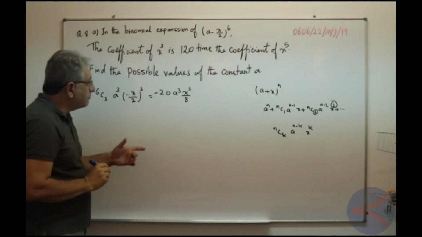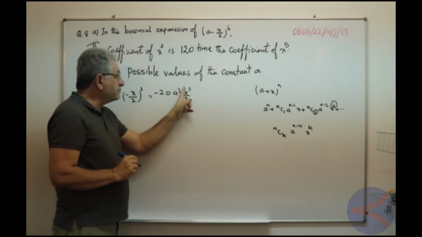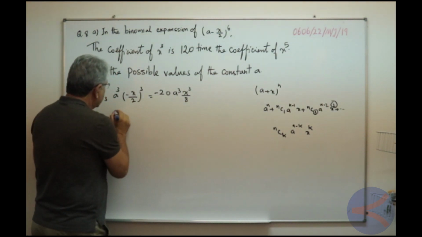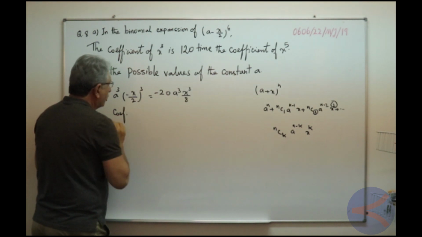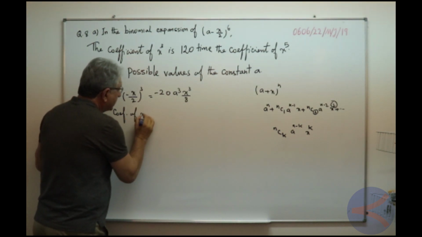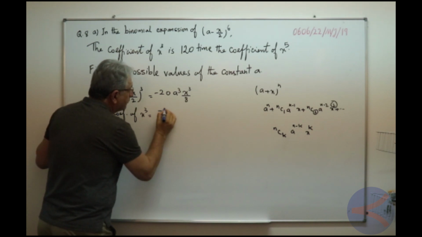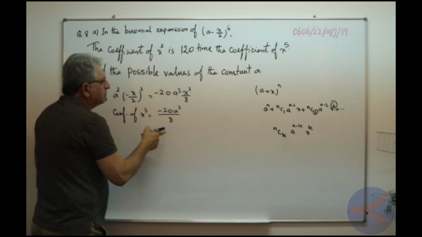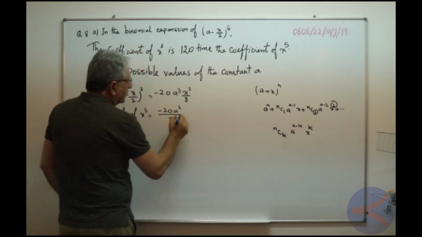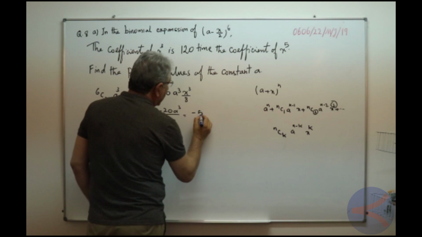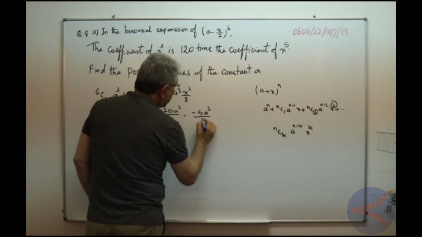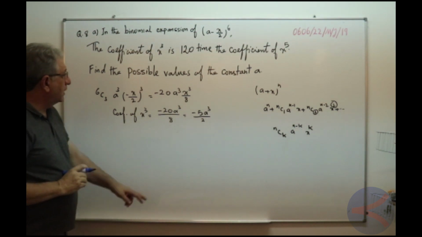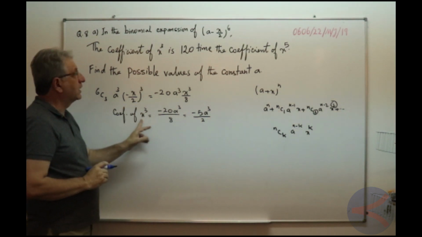The coefficient means the number that comes before x cubed. Therefore, the coefficient of x cubed is equal to negative 20 a cubed over 8, which you can simplify by 4, and then you get minus 5 a cubed divided by 2. Therefore, this is the coefficient of x to the power of 3, x cubed.